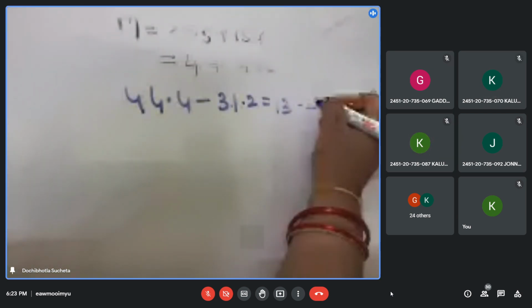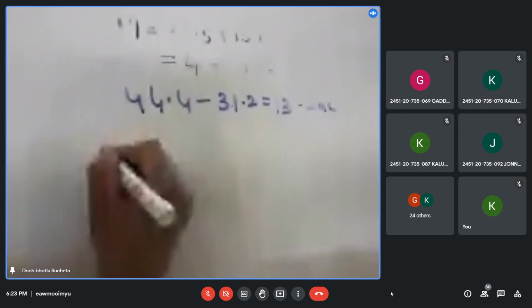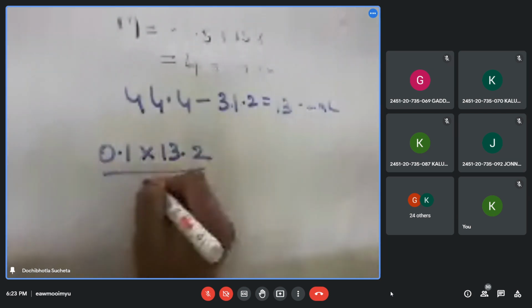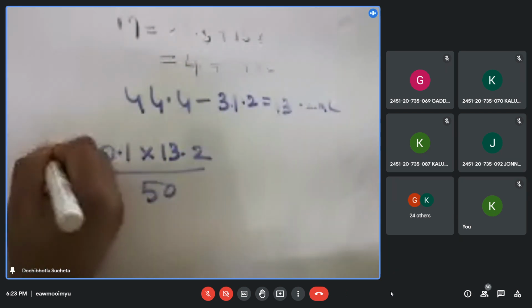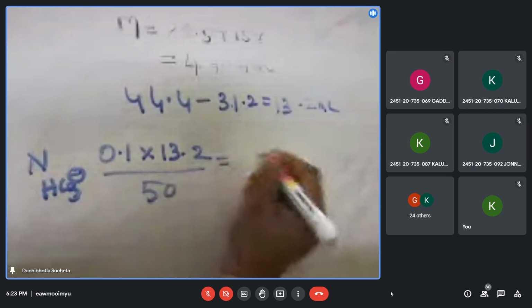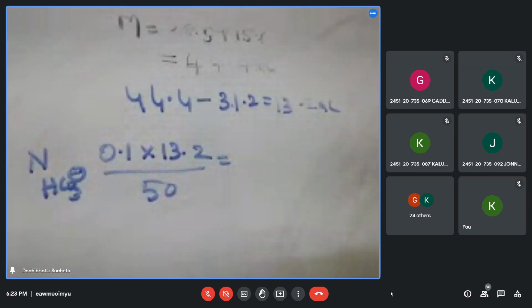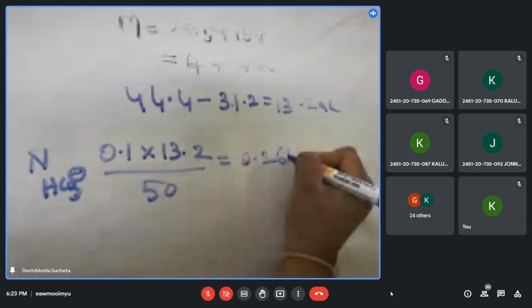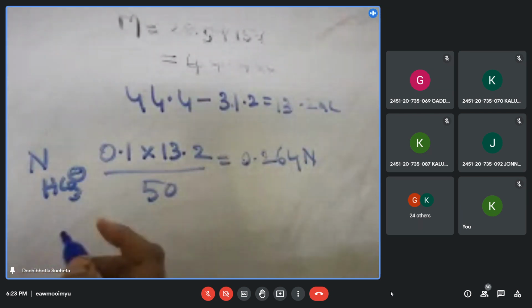13.2 ml. Now quickly calculate 0.1 into 13.2 divided by 50, which will be the normality of bicarbonate. What's the answer? Come on. My God, 2.5 hours, only one topic. Tell me. 0.264 N. Okay. Now, how to calculate in calcium carbonate equivalents?